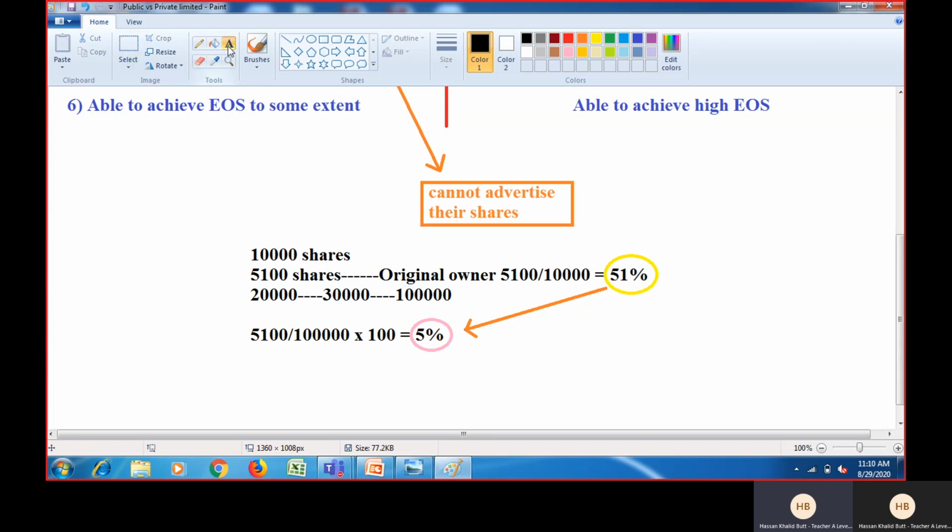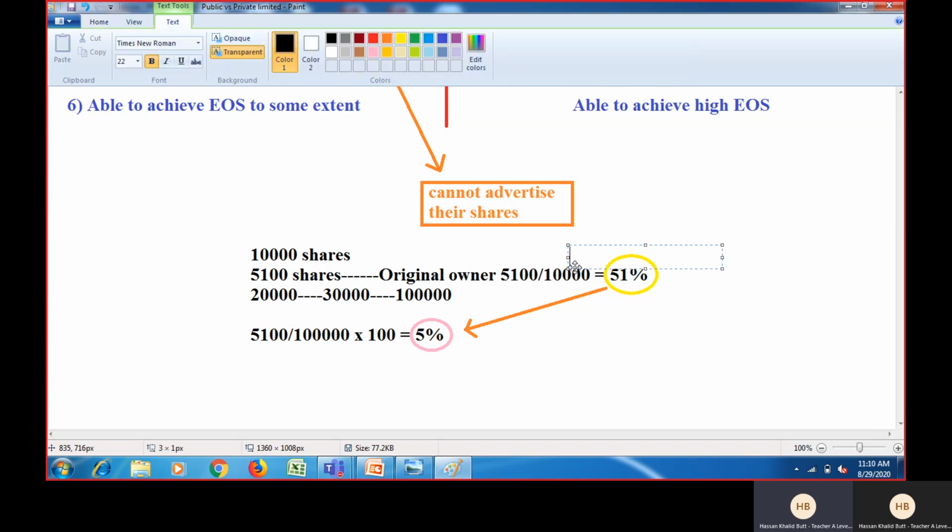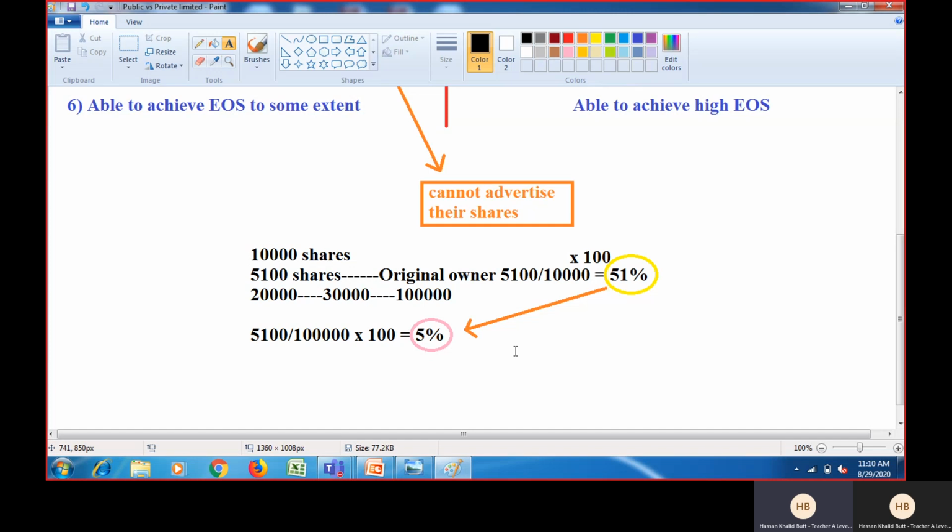and into 100. I just forgot to do it. This will be into 100, right? So we get 51%. The owner gets 51% of the shares, right?